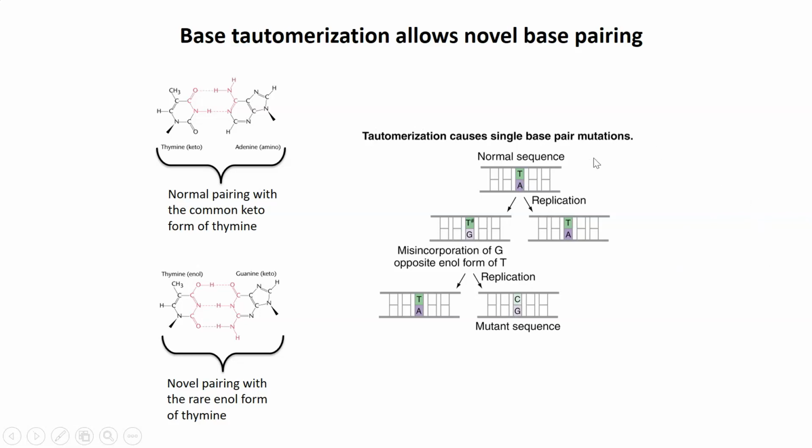Base tautomerization always results in a transition mutation, just as shown here. T, a pyrimidine, is converted to C, a pyrimidine. Okay, so those are types of spontaneous mutation due to instability in the DNA sequence, especially in the bases.